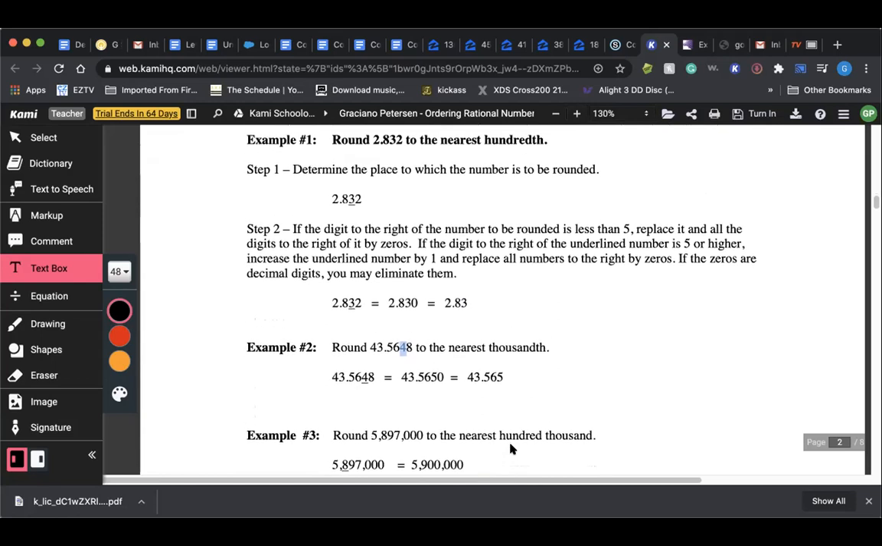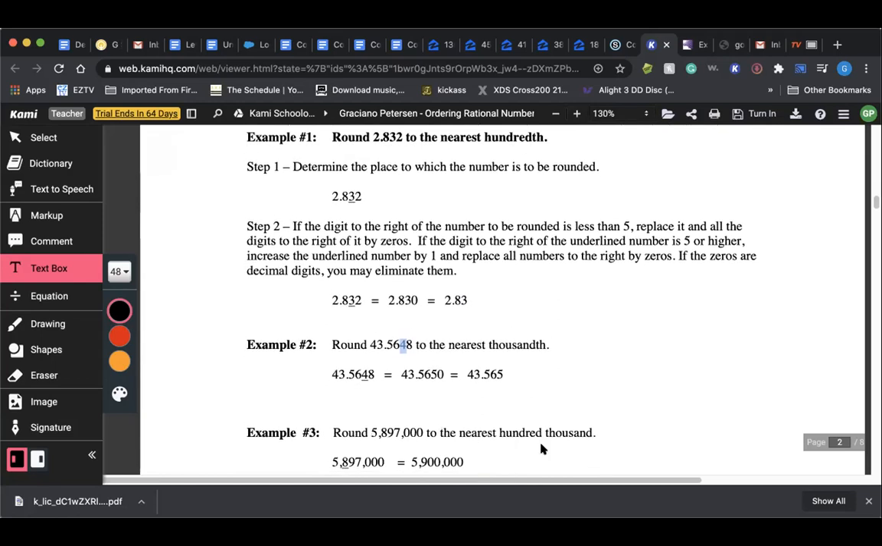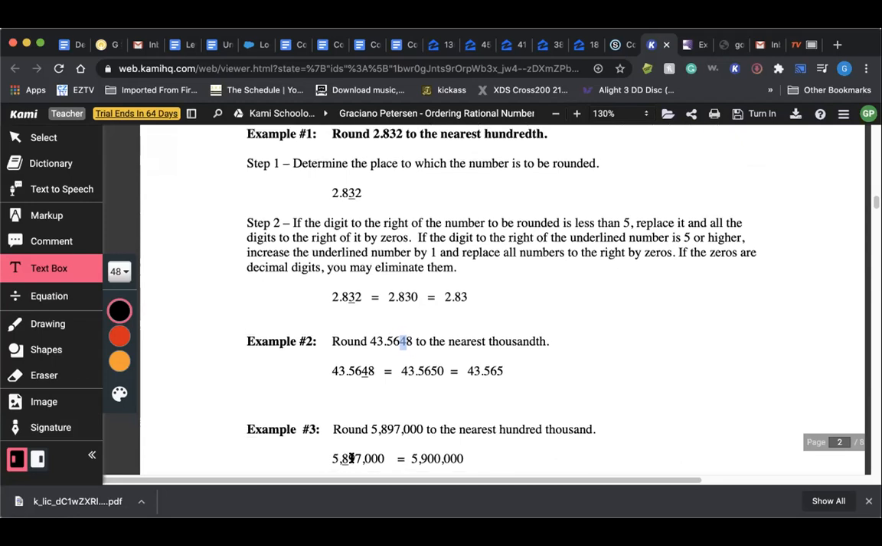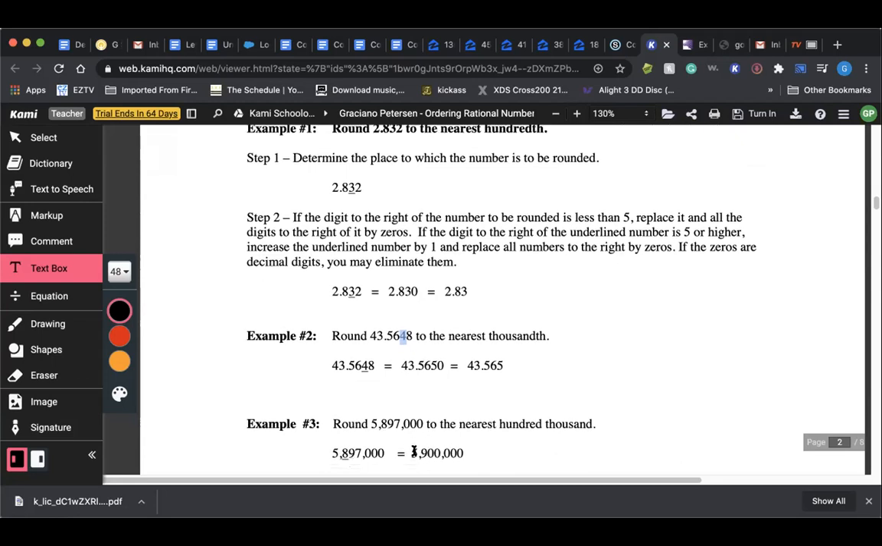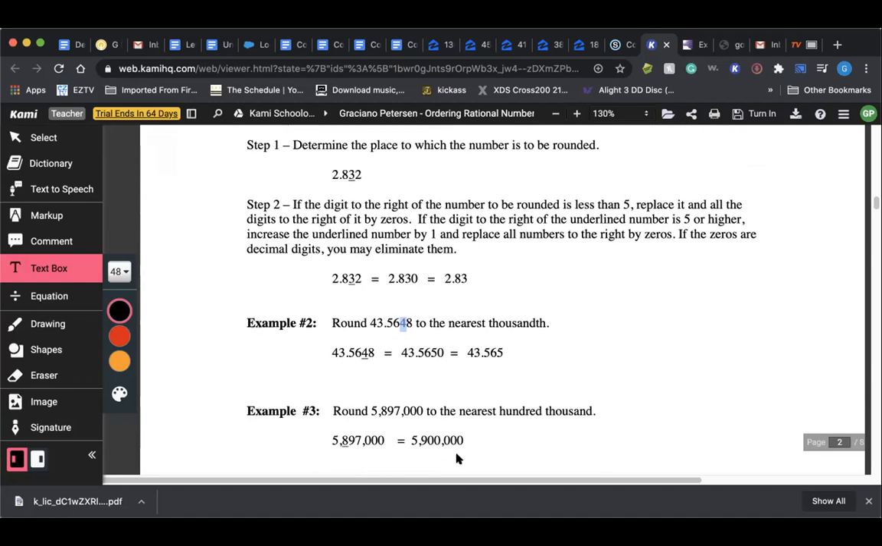Our last example, we're going to round to the nearest 100,000. This is not even dealing with a decimal anymore. The 100,000 place would be the 8, not the thousand place. The next number after that 8 is a 9, so I need to go up to 9 to make this 5,900,000.